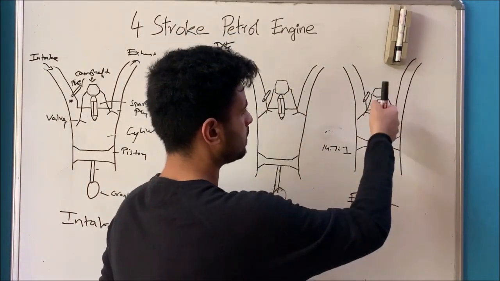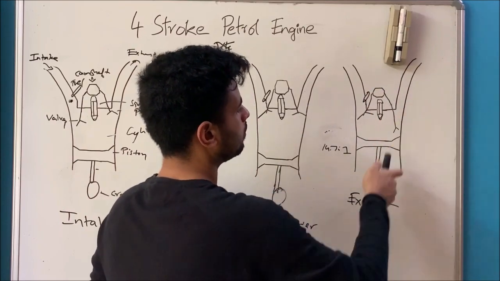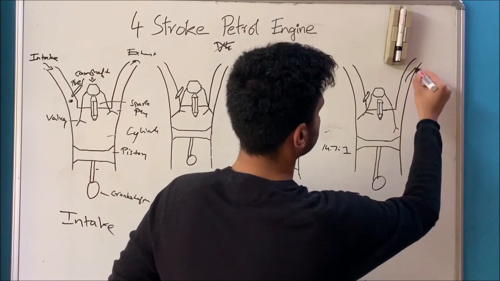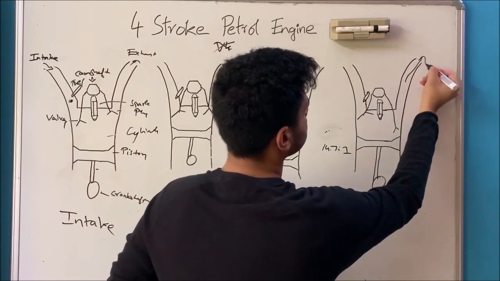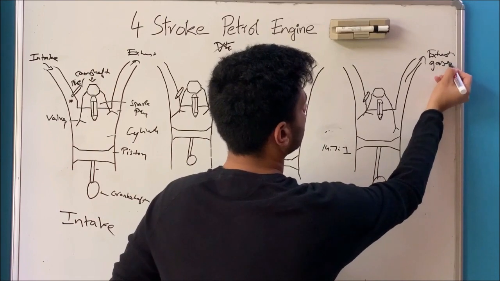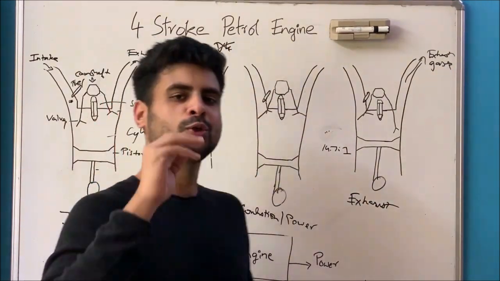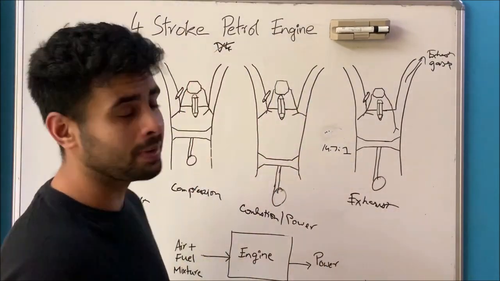At that point, the camshaft opens up the exhaust valve, which moves the exhaust gases out of the cylinder. That's the exhaust stroke. So those are the 4 strokes of a 4-stroke petrol engine.